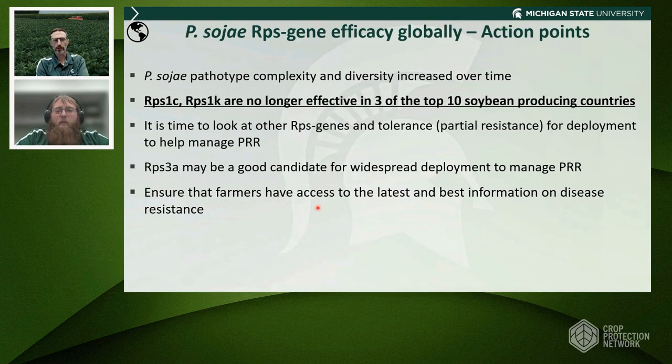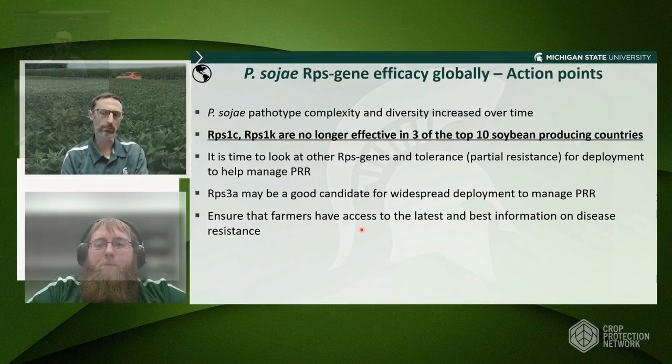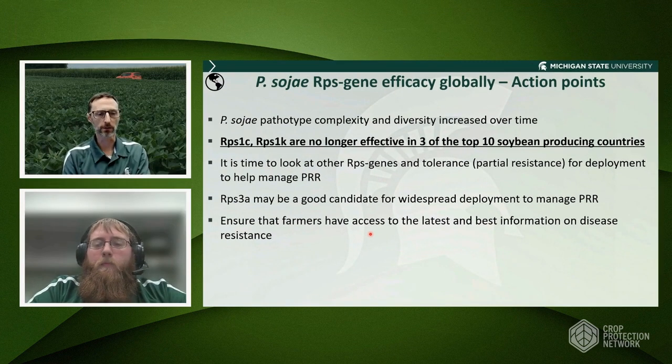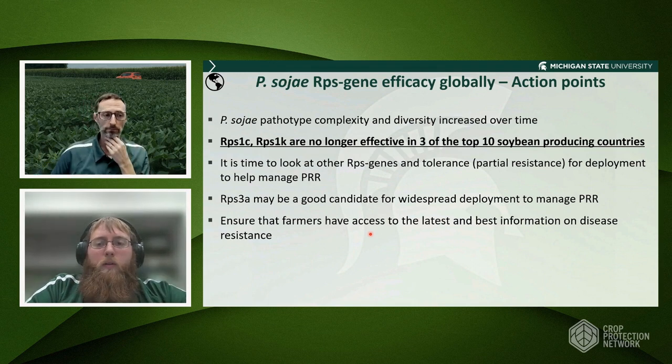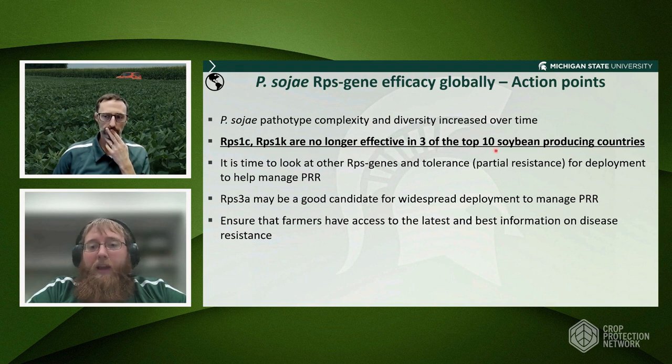So what would you say the action points are there? Across the US and somewhat globally as well, what were you seeing, as a summary? So we were seeing that RPS1C and 1K were no longer effective in three of the countries that we were looking at. So we really need to start, not just Michigan itself, right? We need to start as a country looking at other resistance genes to deploy for management.